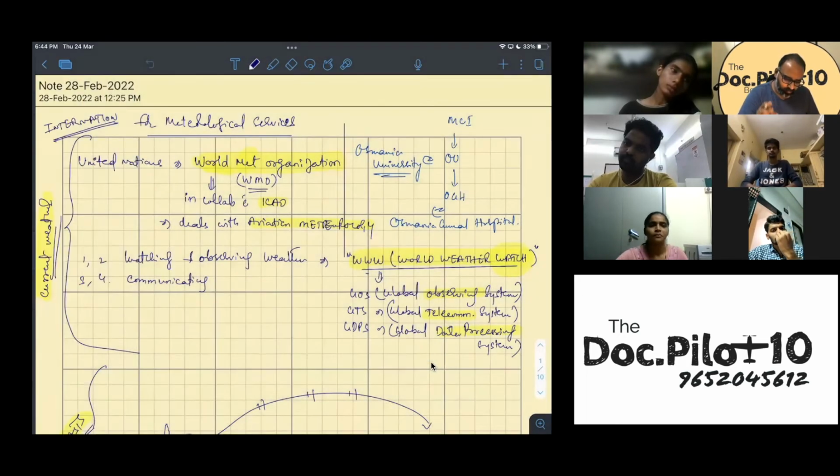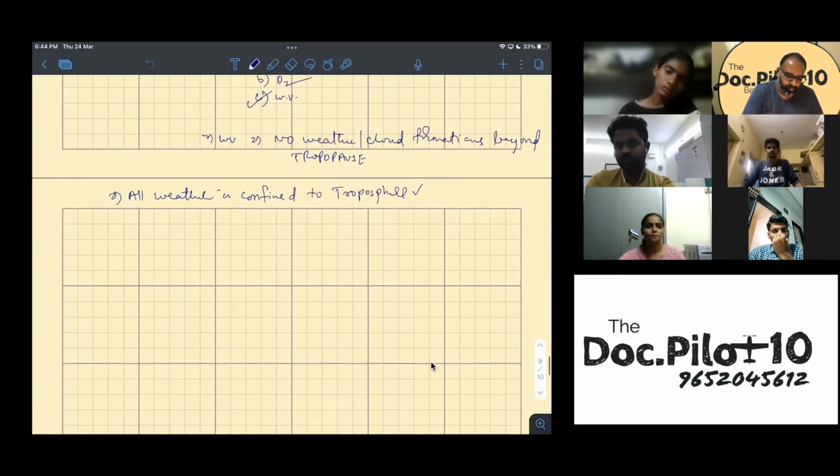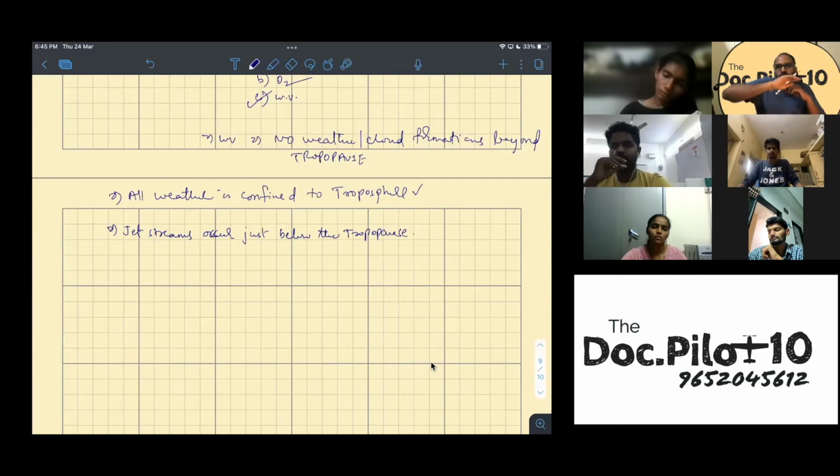Okay. So jet streams occur just below the tropopause. I'll explain this. There is one whole day which I dedicate to why they are occurring just below the tropopause. When I explain, I'll explain. Clear? Next.